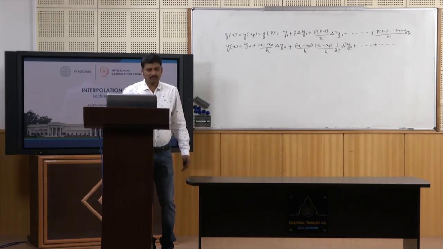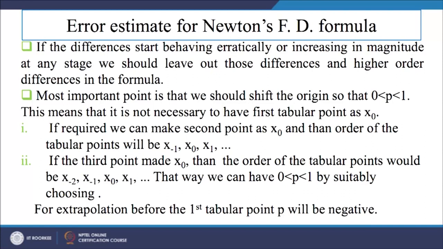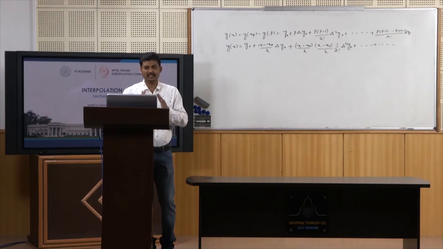There are other formulas which you can use for the computation of values near the middle or end of the table. And if sometimes we observe that these differences start behaving erratically or increasing in magnitude at any stage, we should leave out those differences and the higher order differences of this formulation.